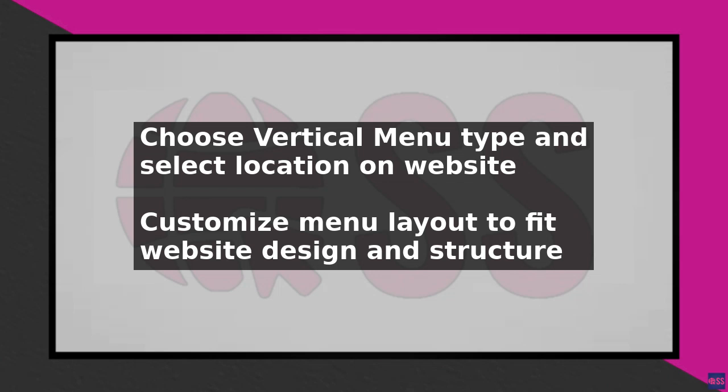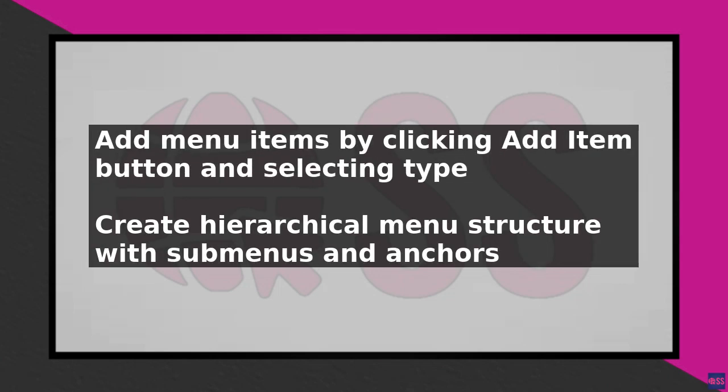Next, you will need to add menu items. Click on the Add Item button and select the type of item you want to add, such as a page, link, or anchor. Give your menu item a name and set the link or destination. You can also add submenus by clicking on the three dots next to the menu item and selecting Add Submenu. This allows you to create a hierarchical menu structure.